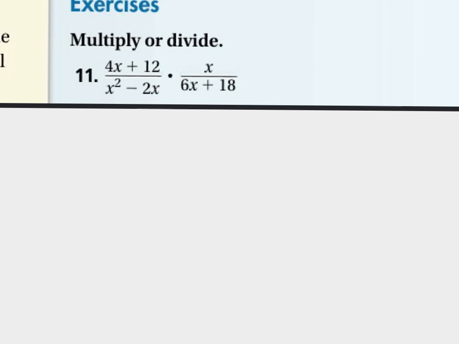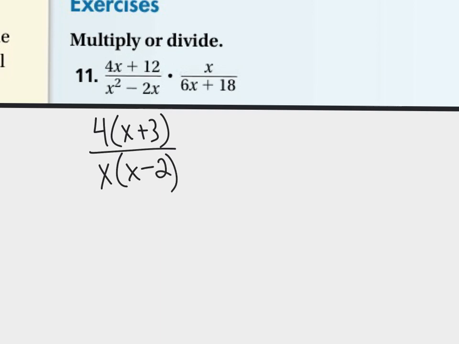So I'm just going to start with the numerator on the first fraction. I just kind of like to work my way across. However you want to do these is fine, but the first numerator, we could factor out a 4. So that would leave us with x plus 3. In the first denominator, we could factor out an x. So that'd be x times the quantity x minus 2.